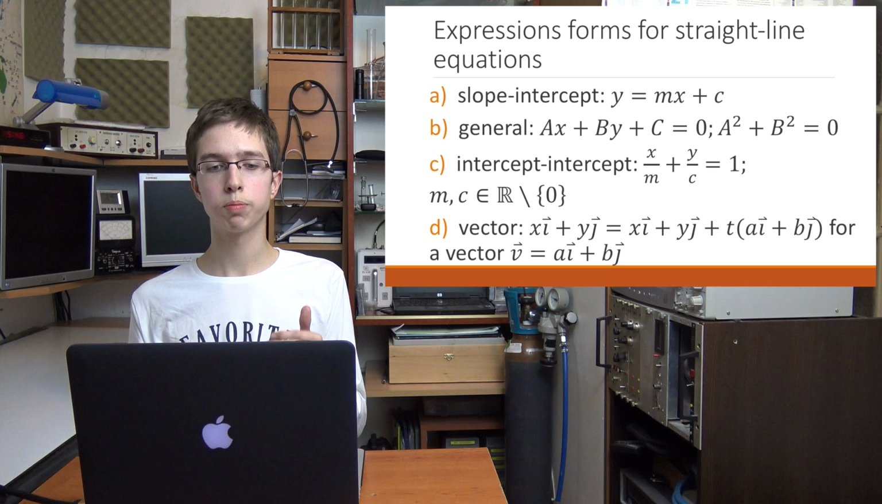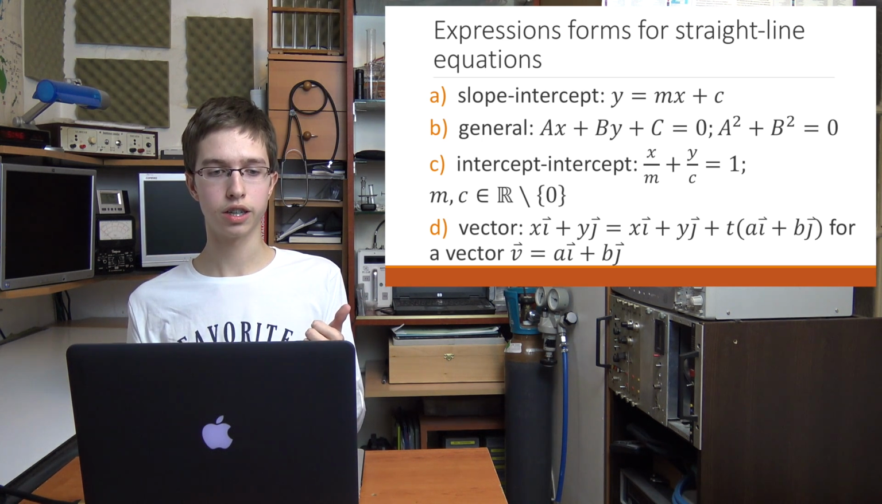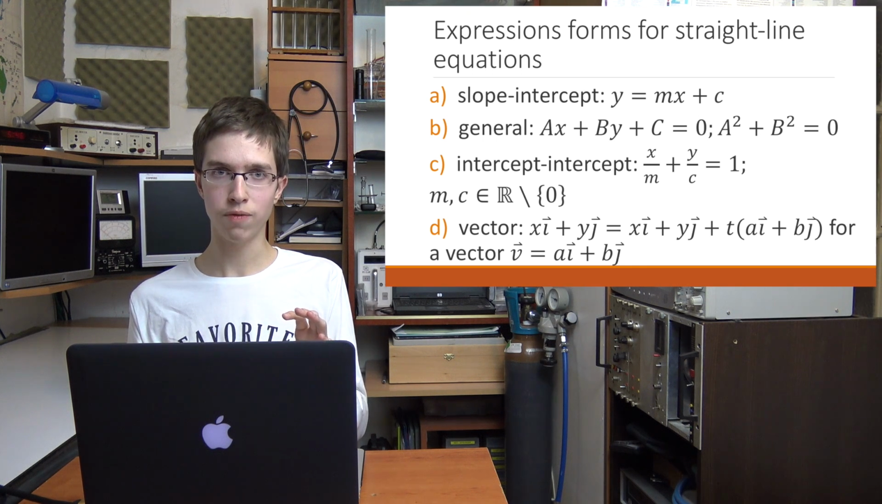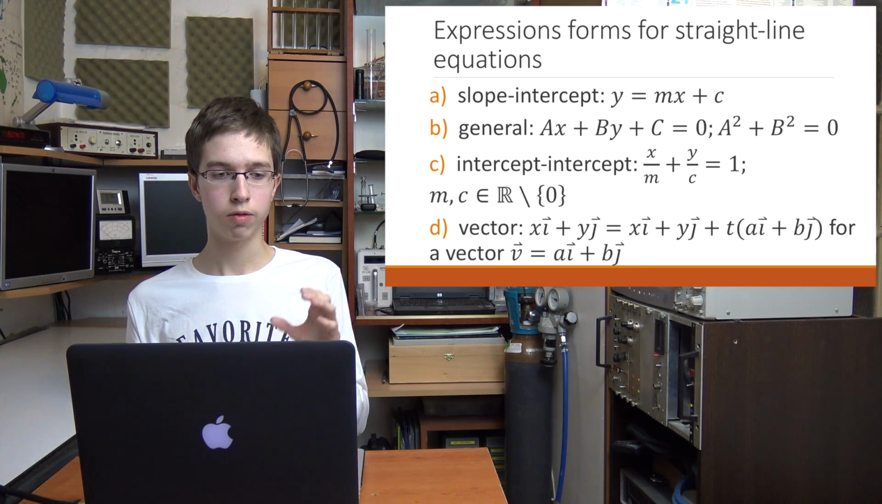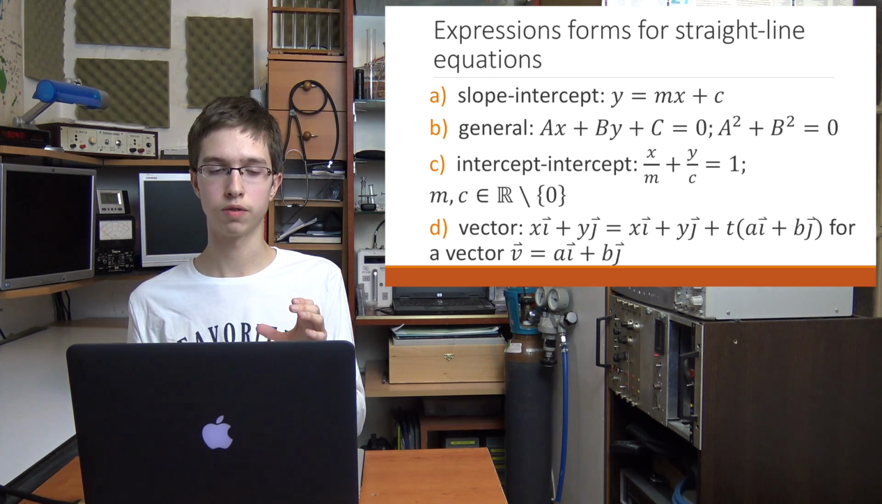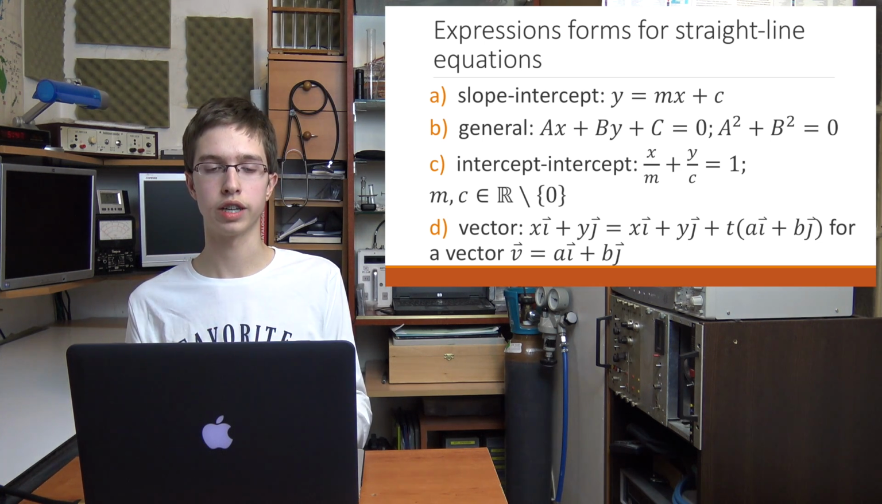Here are some of the basic expression forms for straight line equations. First is the slope-intercept form, which is the basic form we've already seen. The general form is also a basic one, ax plus by plus c is equal to 0, where this condition must be fulfilled. Intercept form, where we have slope m and y-intercept c, which both have to be real numbers different from 0. Vector form is when we have some vector ai plus bj, and with the help of it we construct that vector expression for a straight line.